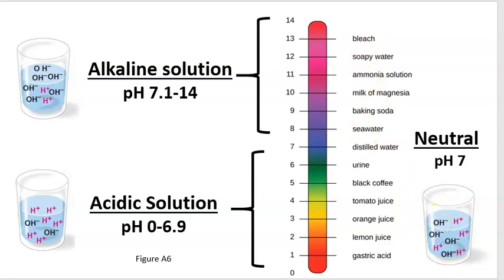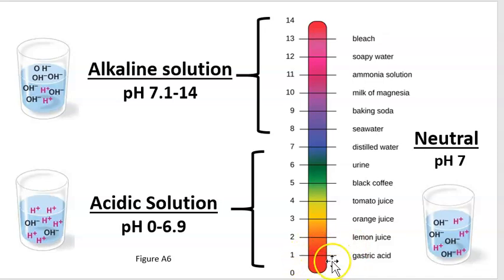And so you can see a variety of different solutions that are out there have different pHs. There's your stomach acids and your citrus fruits that are out there, and tomatoes. Those are all on the acidic side. And certain microbes can actually live in this pH range. There are some that can actually live down here.